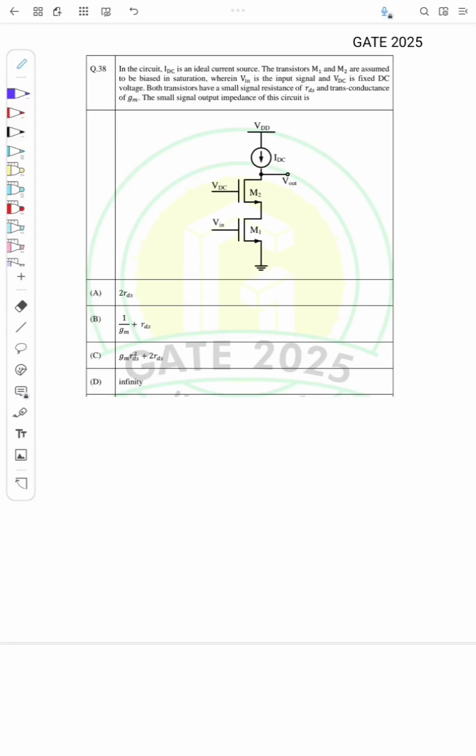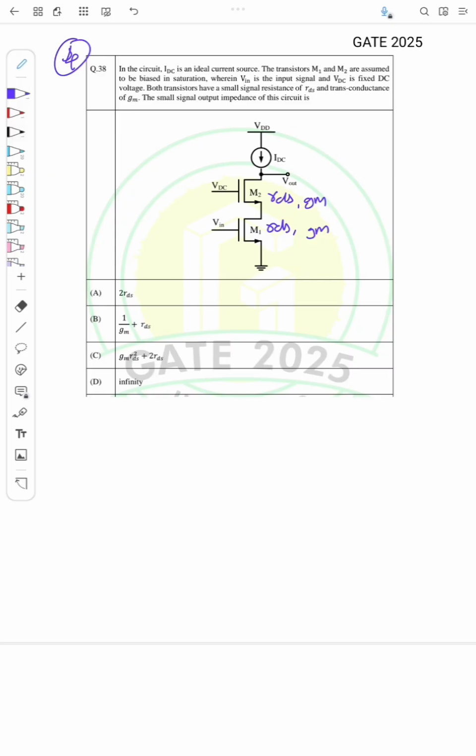So this is a question from GATE 2025. And the question is, in the circuit, IDC is an ideal current source. The transistors M1 and M2 are assumed to be biased in saturation, wherein Vin is the input signal and VDC is a fixed DC voltage. Both the transistors have a small signal resistance of RDS and transconductance of GM. So both these transistors M1 and M2 have the same output resistance RDS and the transconductance GM.